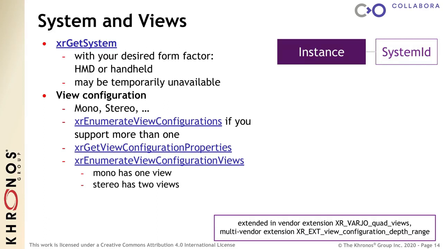Or it might be temporarily unavailable if it's perhaps not plugged in or if it needs to transition to a different mode in order to be used in that way, if you have a device that can be used in multiple fashions. Once you have a system, then you set up your view configuration. This is where mono, stereo, or even more views come in. If you support more than one view configuration, you can use XR enumerate view configurations to find out which ones the system you've chosen supports to make your determination of which one you're going to render using.